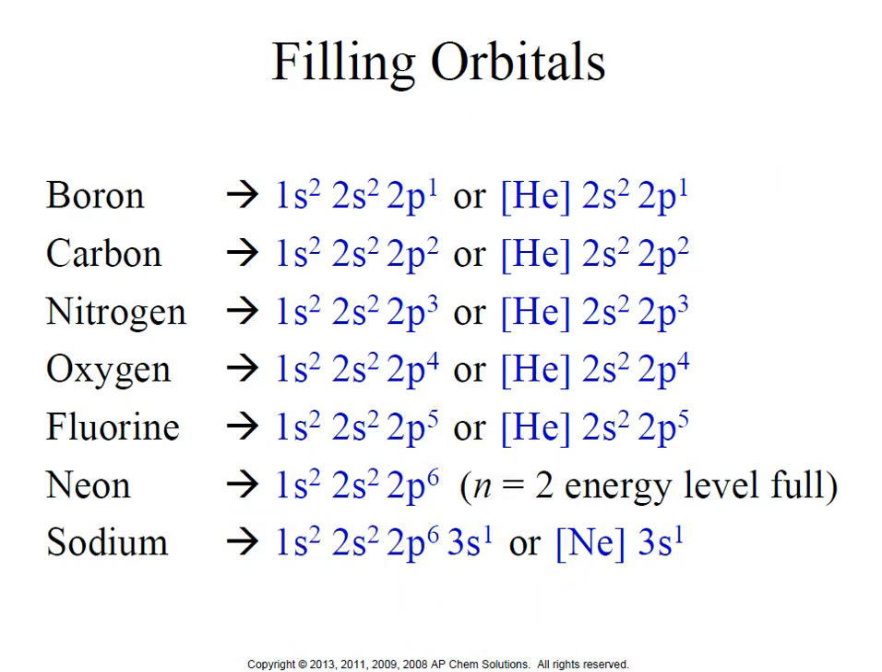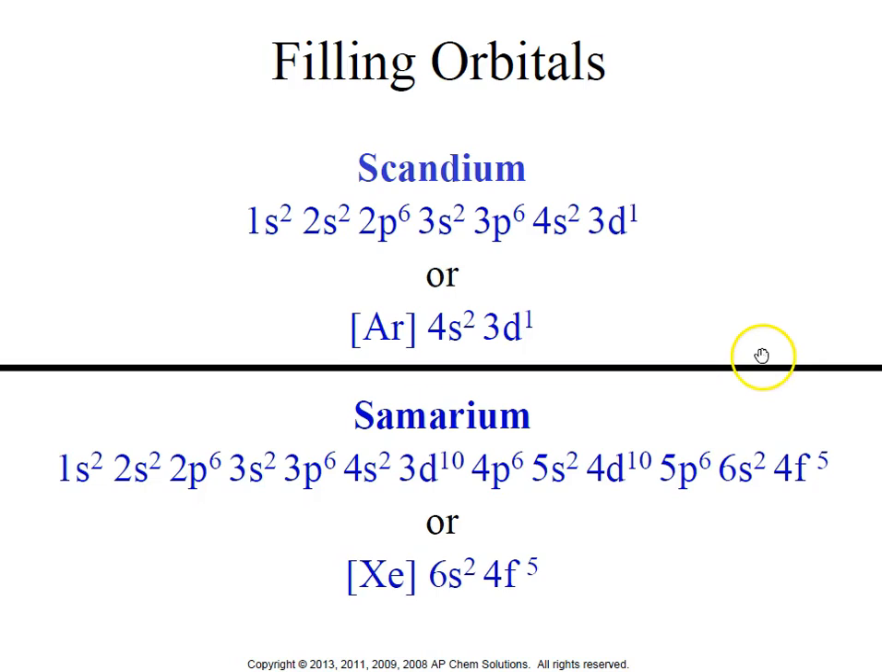All right, you have some other examples of some larger atoms, such as scandium, which is element number 21. And you can see just some things to note here. After 4s comes 3d. And the shorthand used is argon, which is 1s2, 2s2, 2p6, 3s2, 3p6.